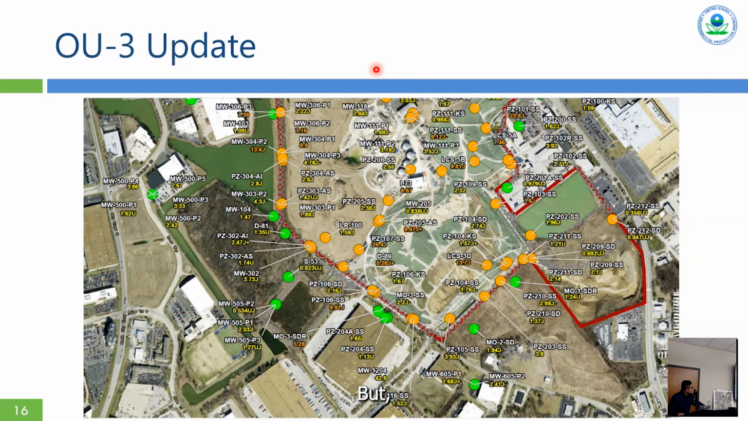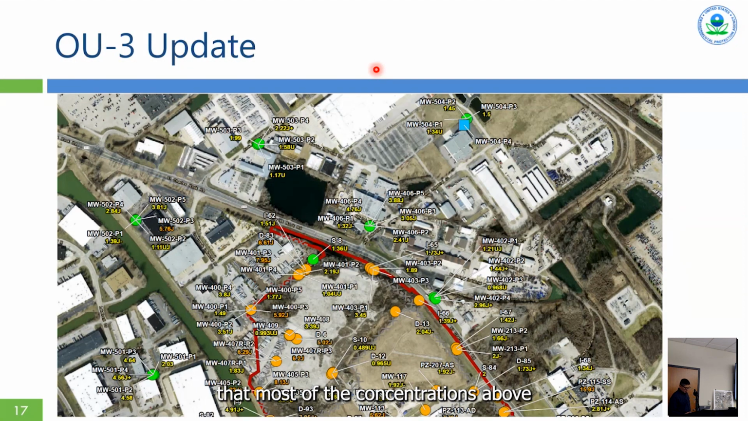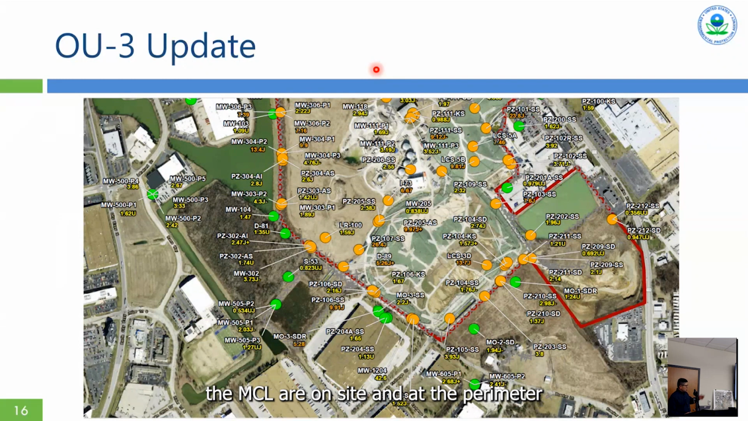but they're not terribly above the MCL, but they are above it. And we see the same thing in some of the background wells with radium. A lot of it's non-detect or low, but then there are some spots where it's right around 5-6 picocuries per liter. You can see from that most of the concentrations above the MCL are on site and at the perimeter. Off site, they're almost all below the MCL. And thank you for bringing that up.